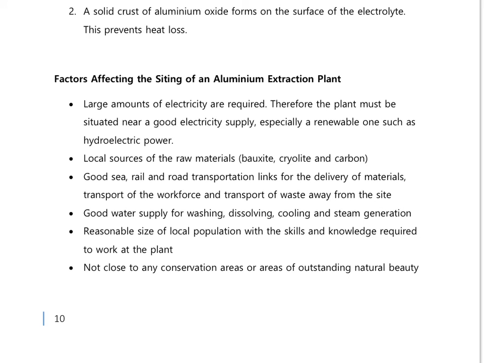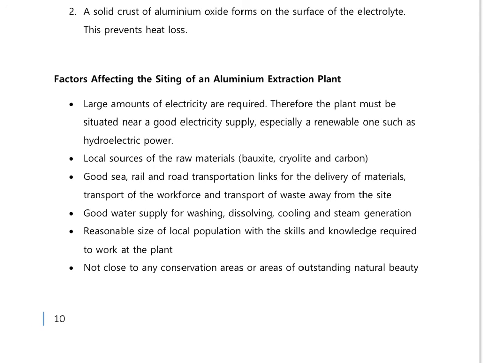Something else you need to be aware of are the factors affecting where we place an aluminium extraction plant. So this is if a company was deciding to set up an aluminium extraction plant, these are the things they would consider before deciding where to site this. What I would advise with this is that you learn a couple of these, maybe 3 of these. I've never seen a question that asks for more than 3, but you may be asked for these sort of factors, particularly in a long question.